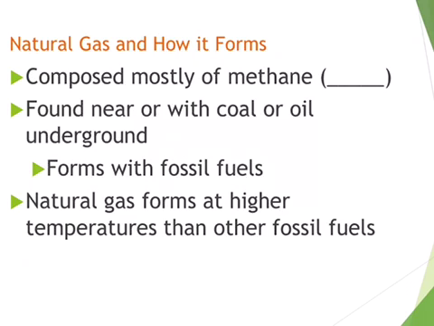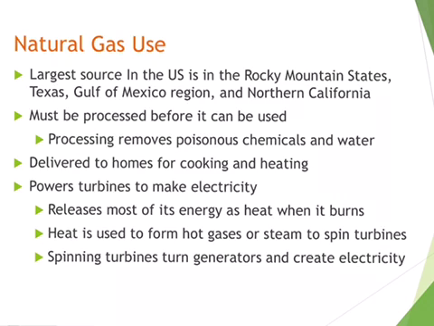So it's mostly composed of methane, and methane is a hydrocarbon of CH4. And it's found near or by coal or oil underground, and it forms with fossil fuels. Natural gas forms at higher temperatures than other fossil fuels because remember, it is a gas, and so it needs to, just like water vapor, form at higher temperatures. Think of when you boil water, that steam or that water vapor doesn't start to be produced until the temperature is high enough. So what do we use natural gas for?